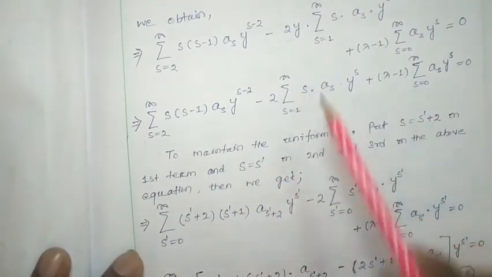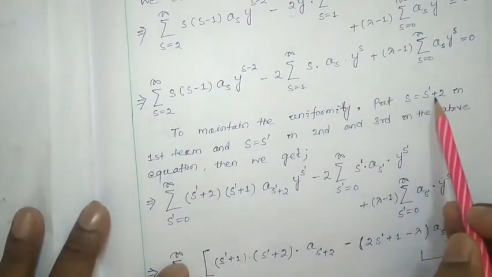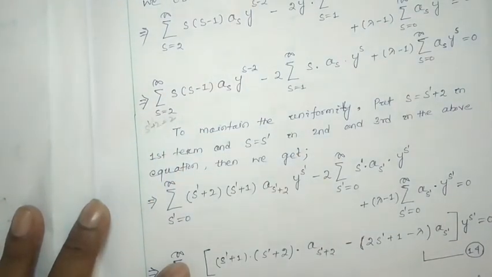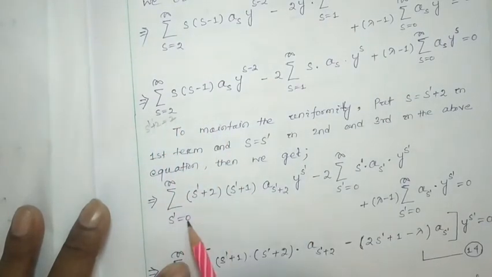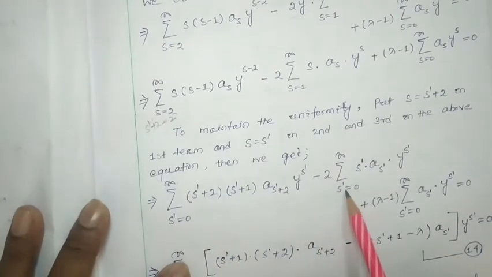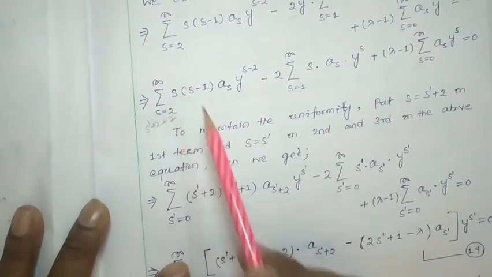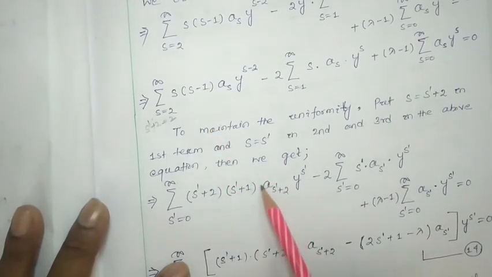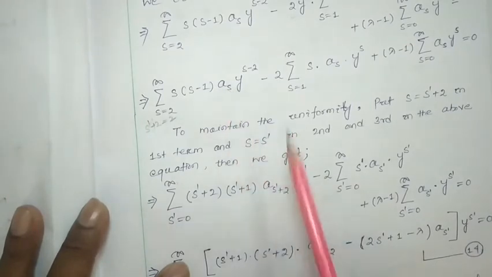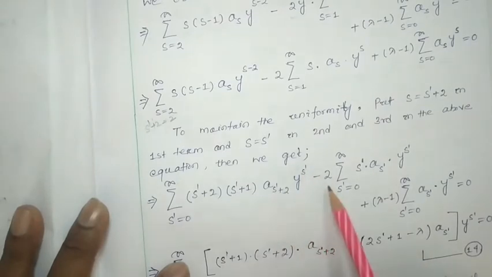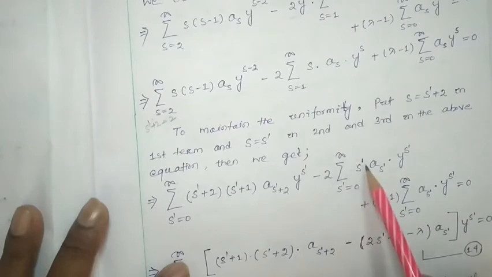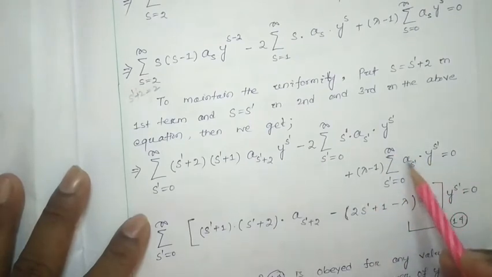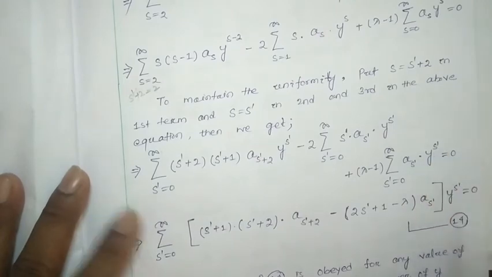And then what we are going to get, see, now here I am going to put s equal to s dash plus 2. If s dash plus 2 is equal to 2, then s dash will be how much? 0. So s dash equal to 0 to infinity, and minus 2, and all the terms are there. Instead of s I have to put s dash plus 2, and here it will be s dash plus 1, because s dash plus 2 minus 1 is s dash plus 1, a subscript s dash plus 2, y to the power s dash, minus 2 summation over s dash 0 to infinity s dash into a_s dash into y to the power s dash, plus (lambda minus 1) summation over s dash equal to 0 to infinity a subscript s dash into y to the power s dash equal to 0.